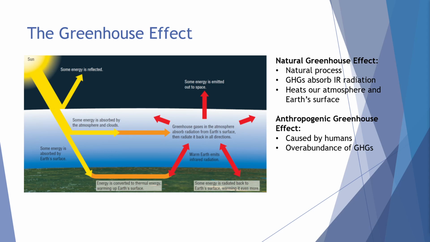Where issues arise is when the chemicals in our atmosphere are thrown out of balance. And it becomes a big problem when this is human produced. So a lot of human produced greenhouse gases are causing this imbalance in the atmosphere. This is known as the anthropogenic or man-made greenhouse effect.